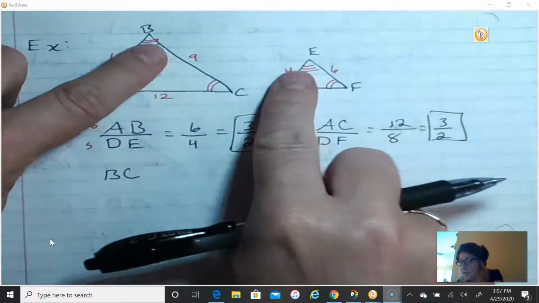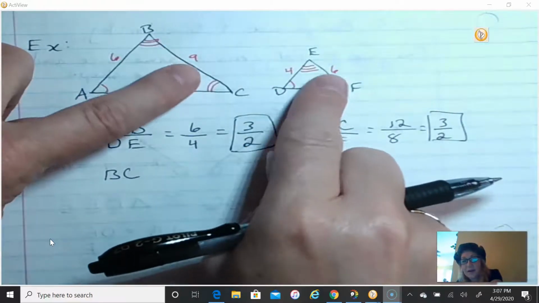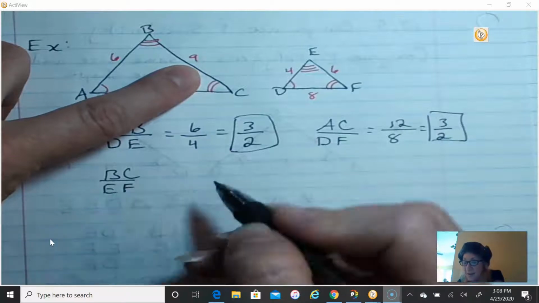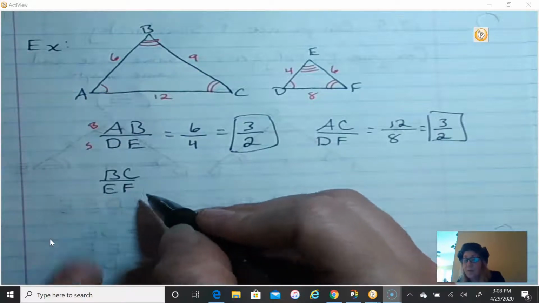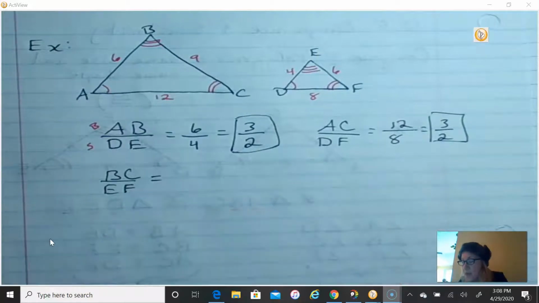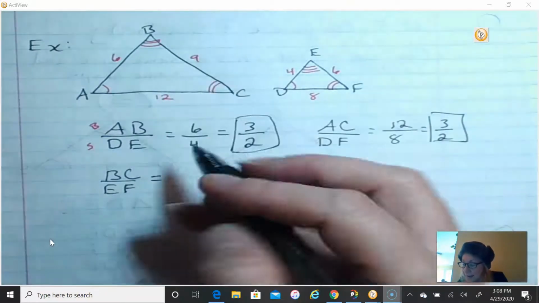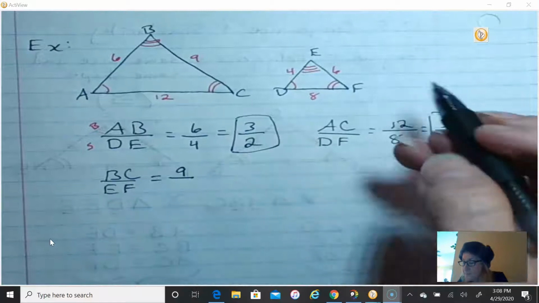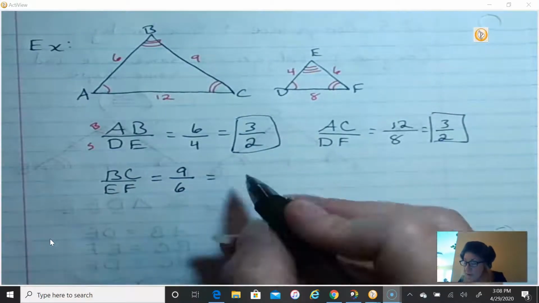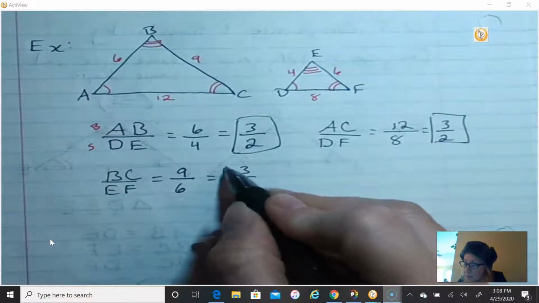BC corresponds with this side, right? Notice I'm putting the large on top and the small on bottom. They have to be proportionate. They have to correspond with each other. You have to set them up together like that. Okay, so BC is 9. EF is 6. If you reduce that, you have 3/2.